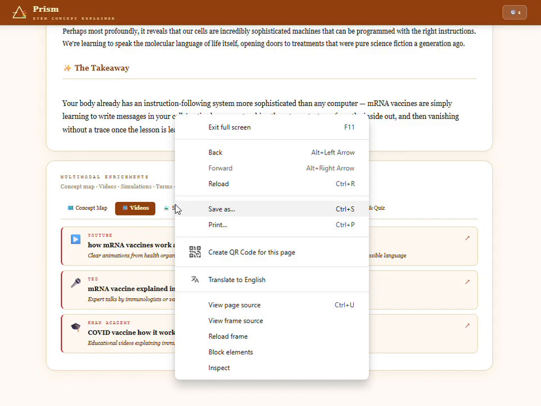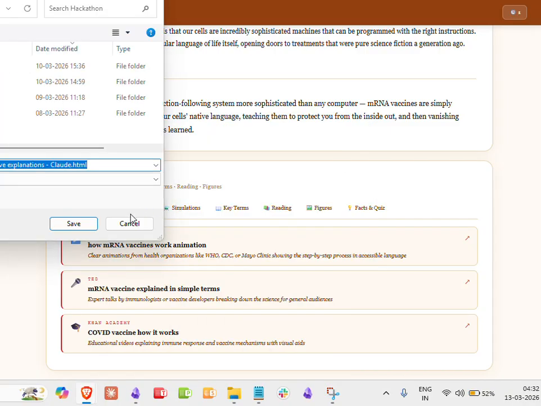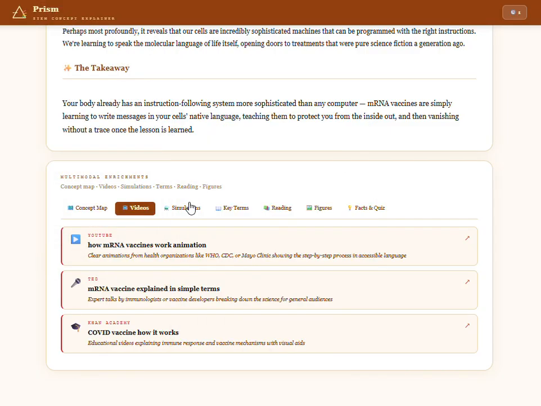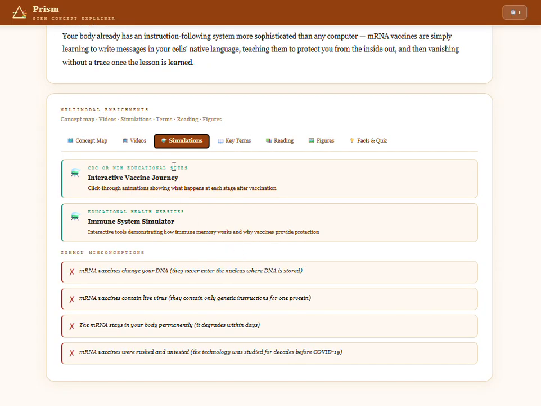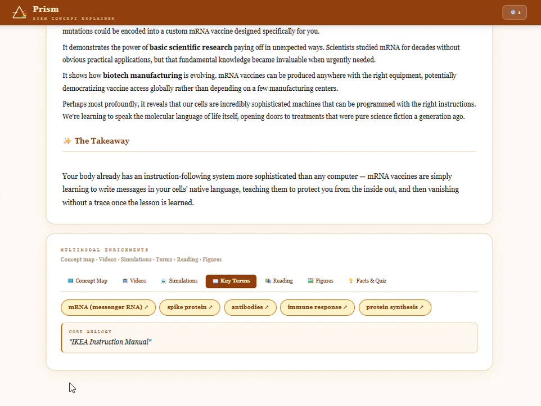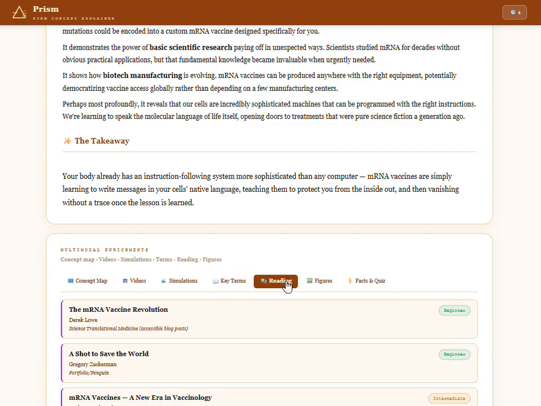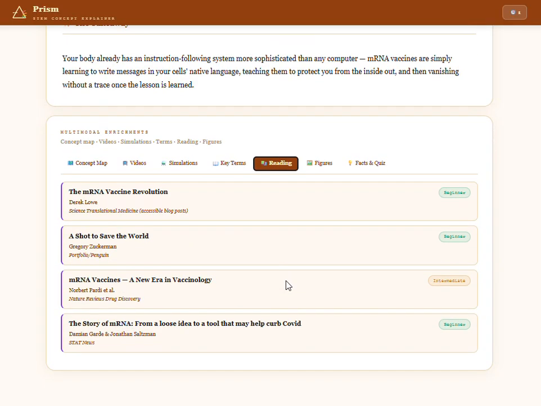And if you would like to see some simulations, it gives educational sites that hold some vaccine journey or an immune system simulator, and then it also provides some common misconceptions with the mRNA vaccines. So what are some key terms with these? What are some additional readings we can do from the literature?